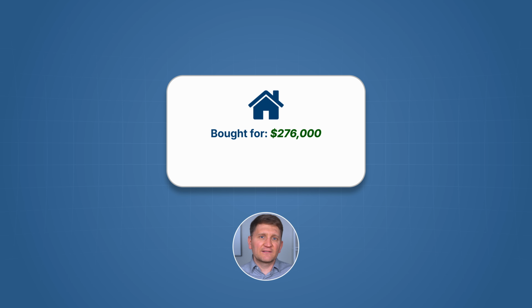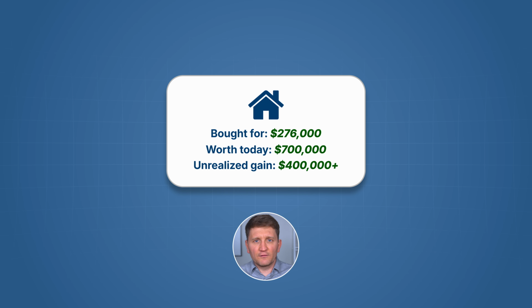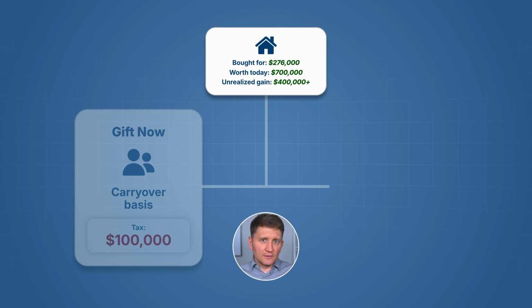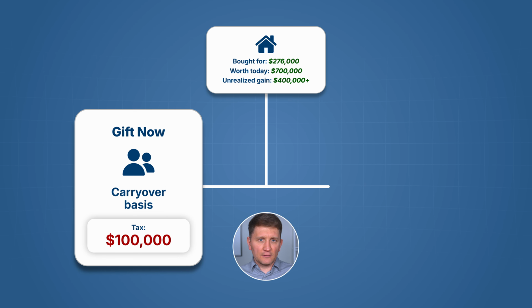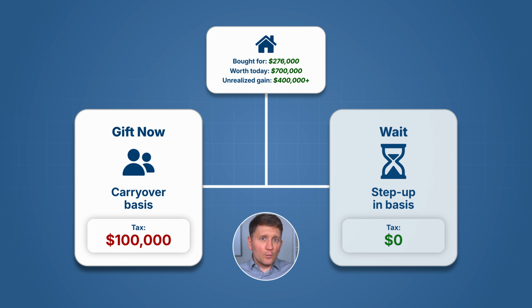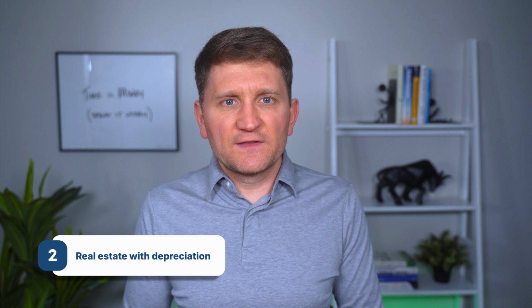Here's a real example from my practice. One of my clients owns a rental property, bought it for $276,000 years ago, and today it's worth about $700,000. That's over $400,000 of unrealized gain. If they gift it now, the kids owe roughly $100,000 in capital gains taxes. If they wait, the basis resets to $700,000 and the tax bill disappears. Waiting saves $100,000.